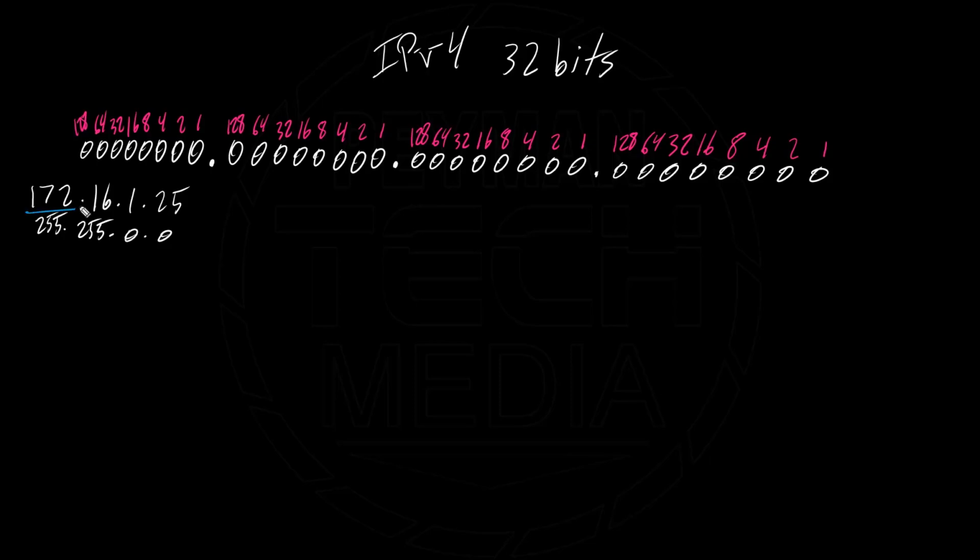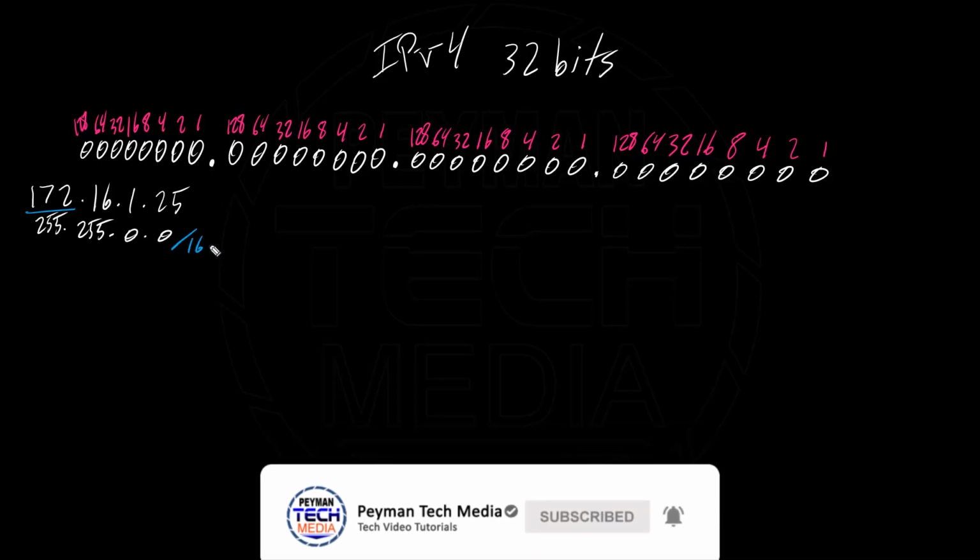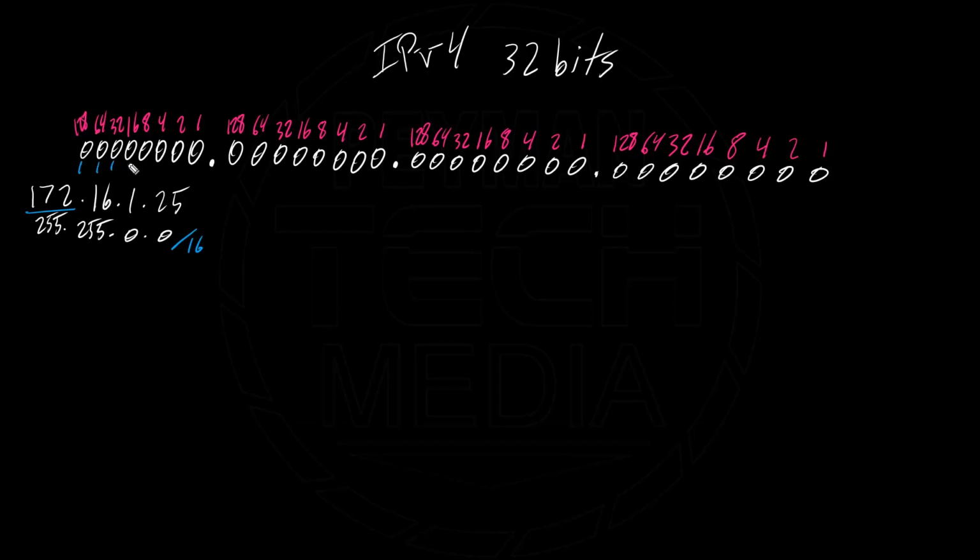172 belongs to Class B. Class B default subnet mask 255.255.0.0, or the CIDR notation of /16. 16 bits, it's the network bits. Let's count 1, 2, 3, 4, 5, 6, 7, 8, 9, 10, 11, 12, 13, 14, 15, 16, or basically subnet mask. This is the decimal value.